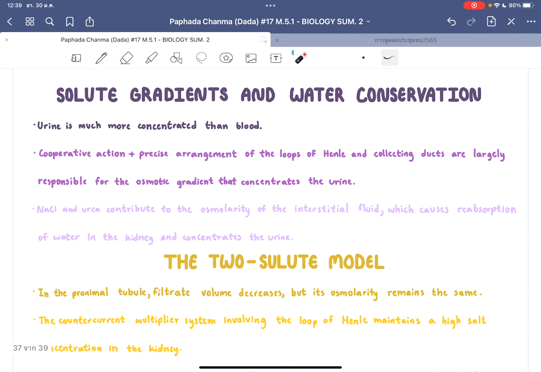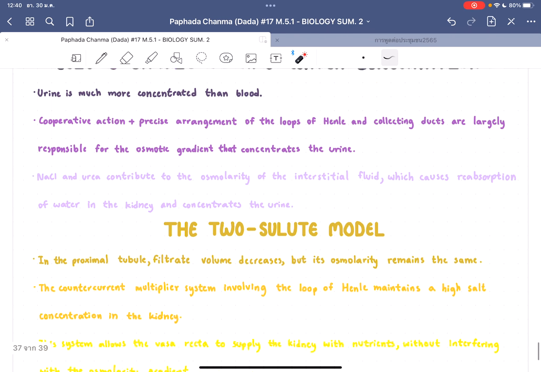Solute gradients and water conservation. Urine is much more concentrated than blood. Cooperative action plus the arrangement of the loops of Henle and collecting ducts are largely responsible for the osmotic gradients that concentrate the urine. NaCl and urea contribute to the osmolarity of the interstitial fluid, which causes reabsorption of water in the kidney and concentrates the urine. The two-solute model.